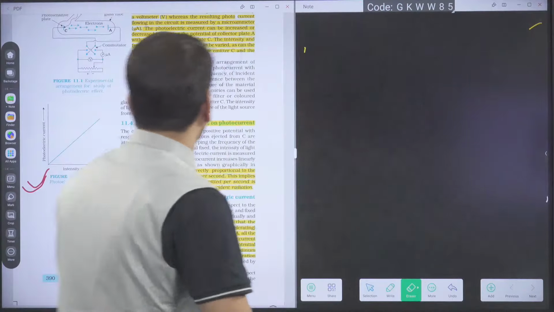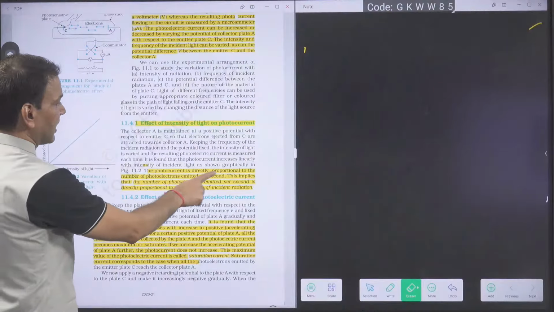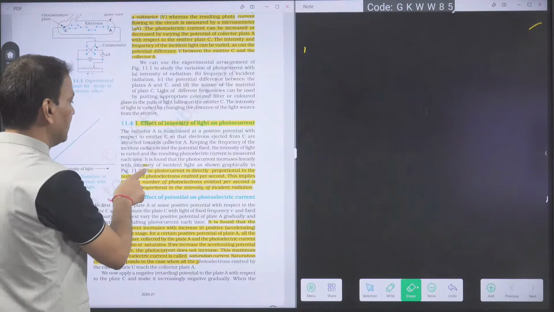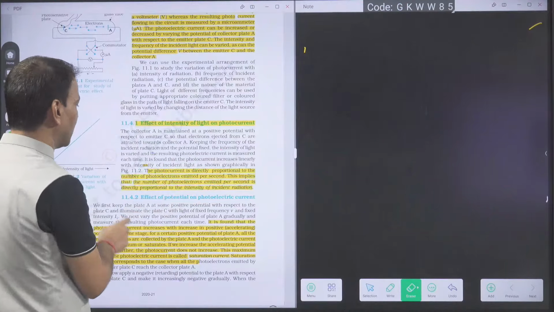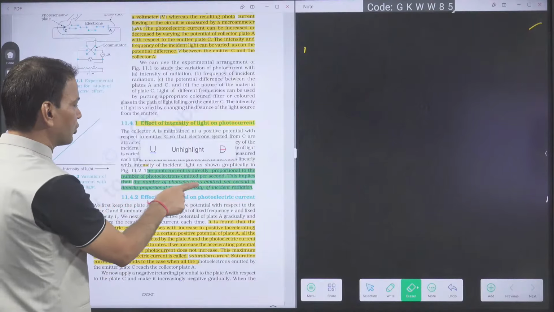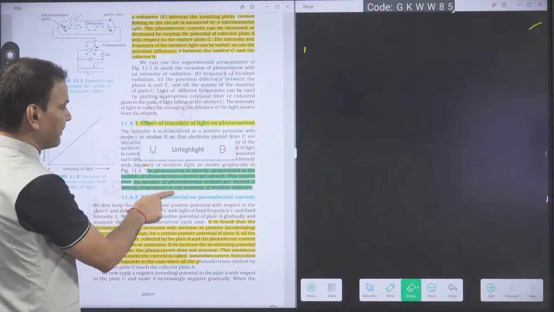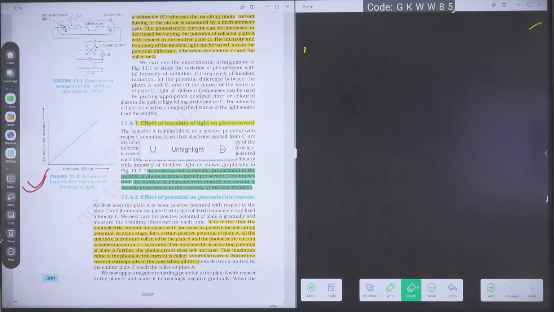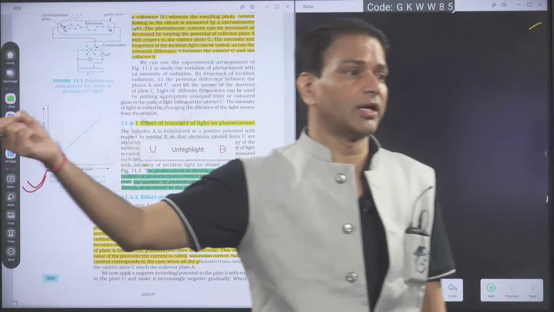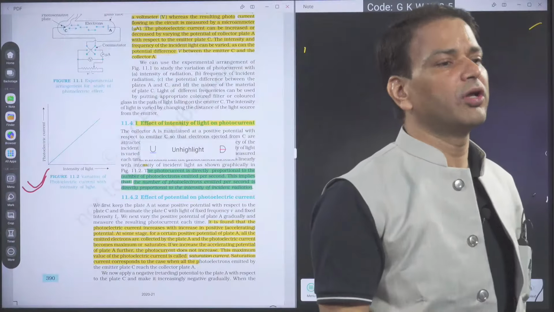So that's why it is saying the photocurrent is directly proportional to the number of photoelectrons emitted per second. This implies that the number of photoelectrons emitted per second is directly proportional to the intensity. How many photoelectrons will eject depends upon the number of photons incident. The number of photons incident is what?